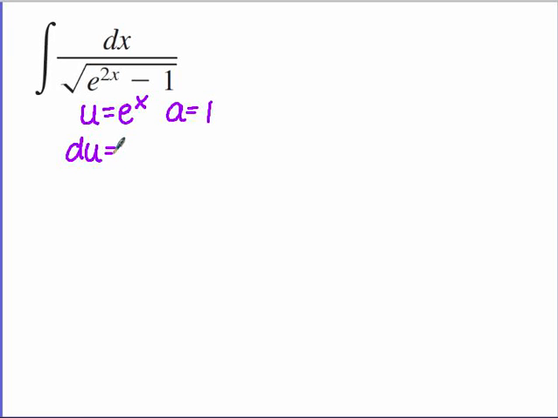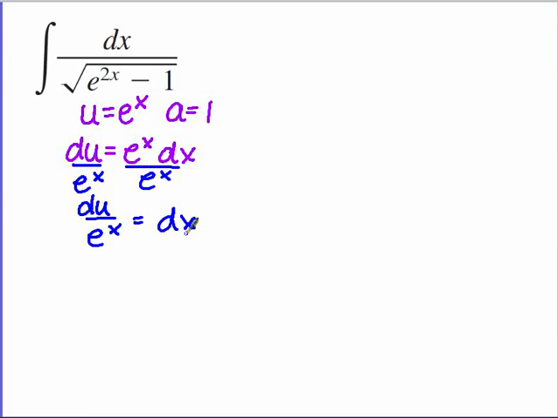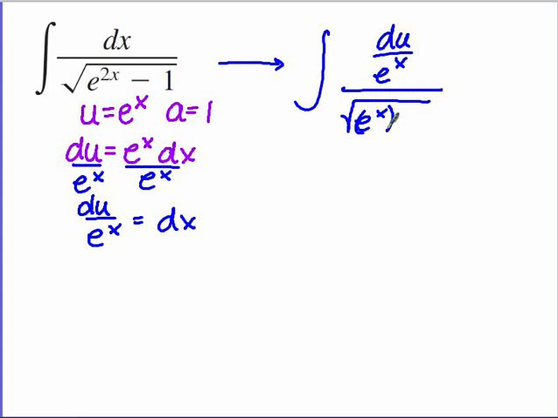So what we're going to have to do is manipulate it around a little bit. What does du equal? E to the x times dx. Well, we're going to have e to the x on the outside and on top, so they cancel, don't they? So I know that dx will equal du over e to the x. So in my original problem, in place of dx, I'm now going to put du over e to the x. In the denominator, I've got the square root of e to the x quantity squared minus 1.